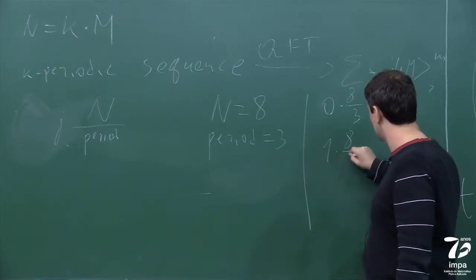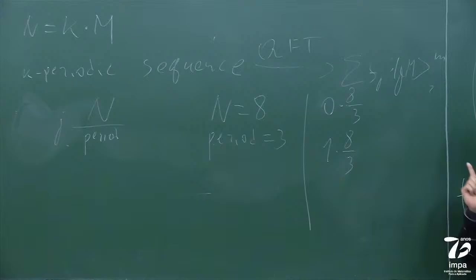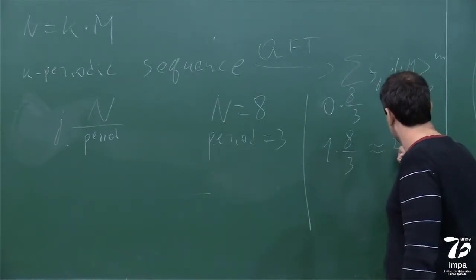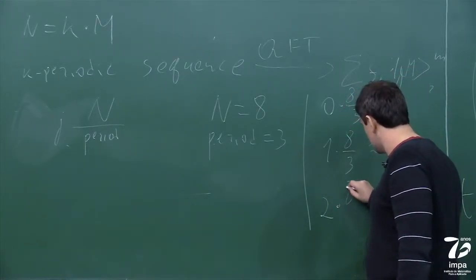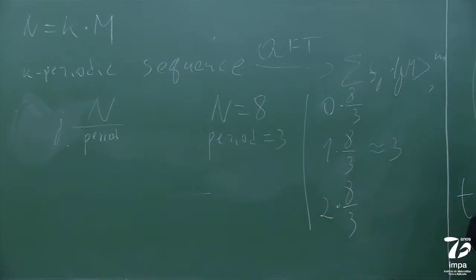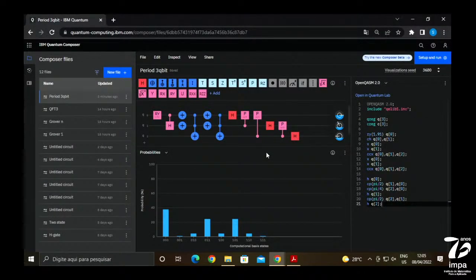1 times 8 to the power 3, but this is not an integer. But what is the closest integer to it? It's 3. And 2 times 8 to the power 3. And what is the closest integer? It is 5. Yes, 16 over 3 is 5. If we look at this picture, this is a miracle. With the highest probability we have exactly 0, 3, and 5.